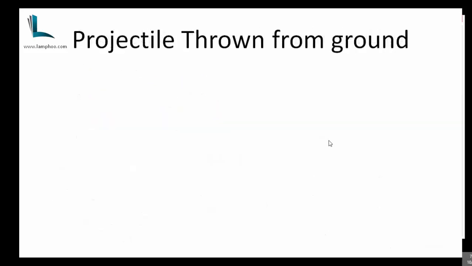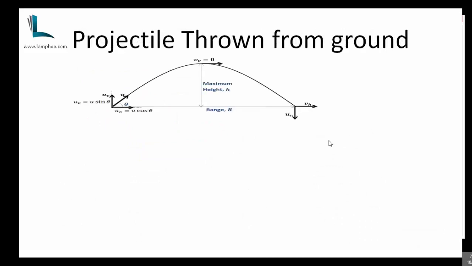Now, let's derive important expressions when projectile is thrown from the ground. Let us consider a projectile is projected from the ground with initial velocity u making angle theta with horizontal as shown in figure. Capital H is the maximum height and capital R is the range of motion. Horizontal velocity is ux equals u cos theta and vertical velocity is uy equals u sin theta.